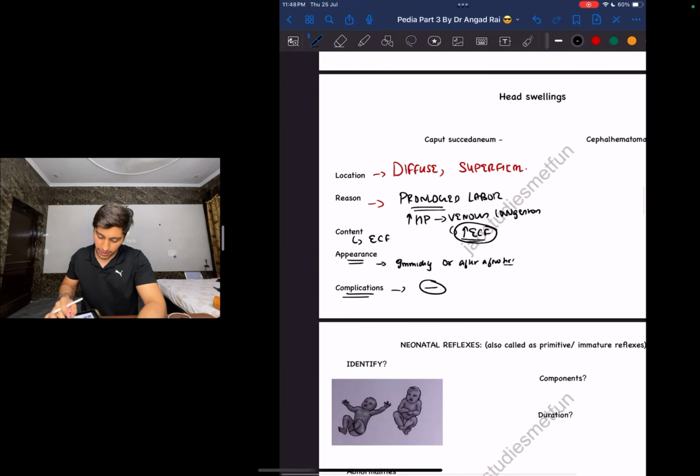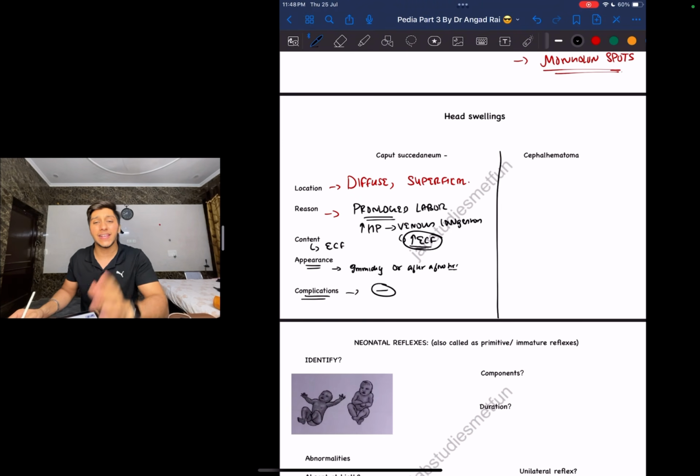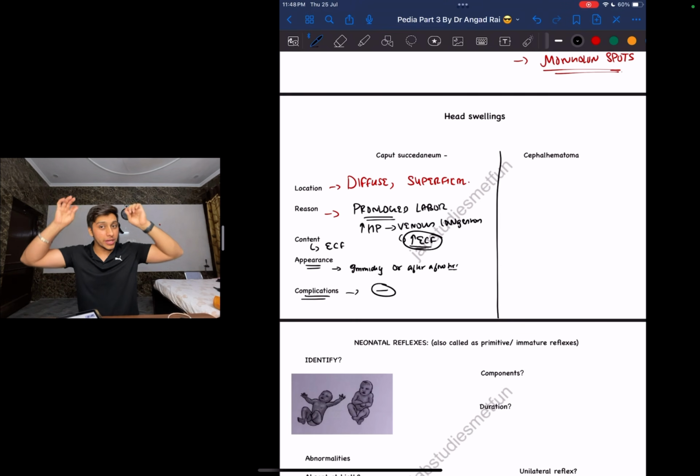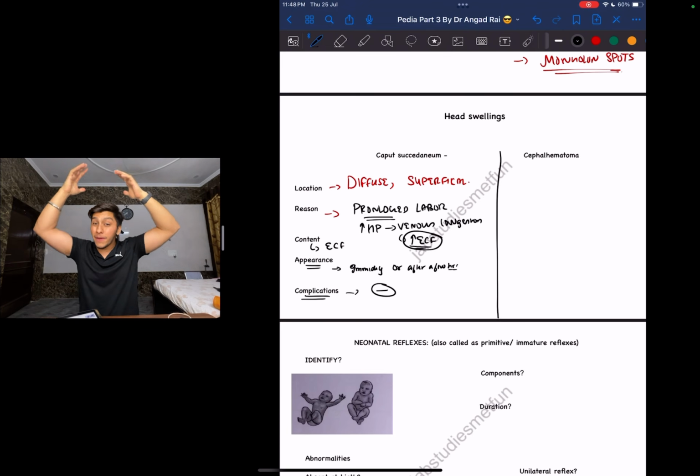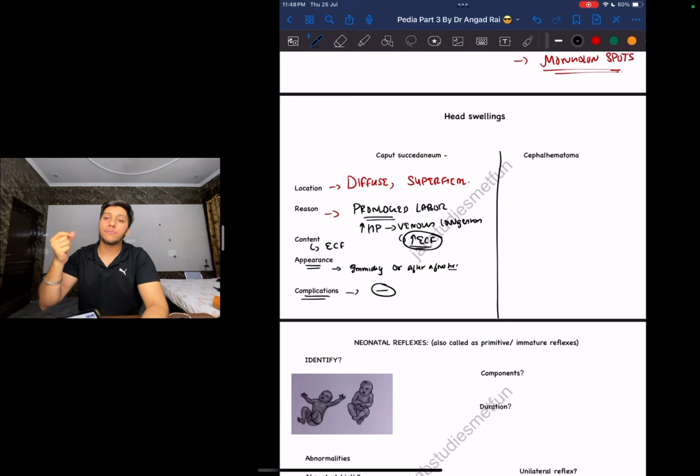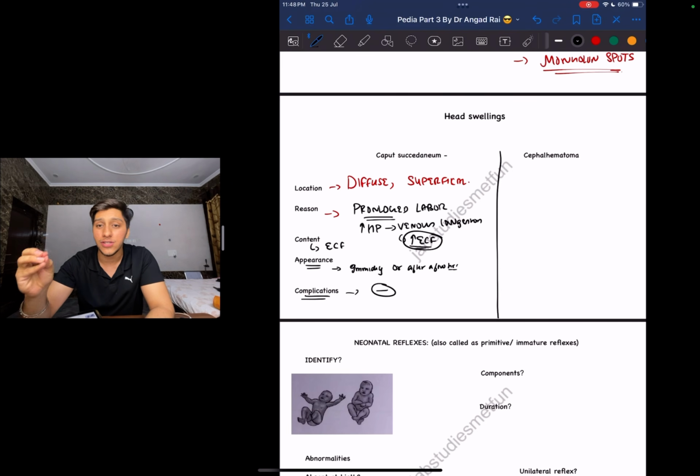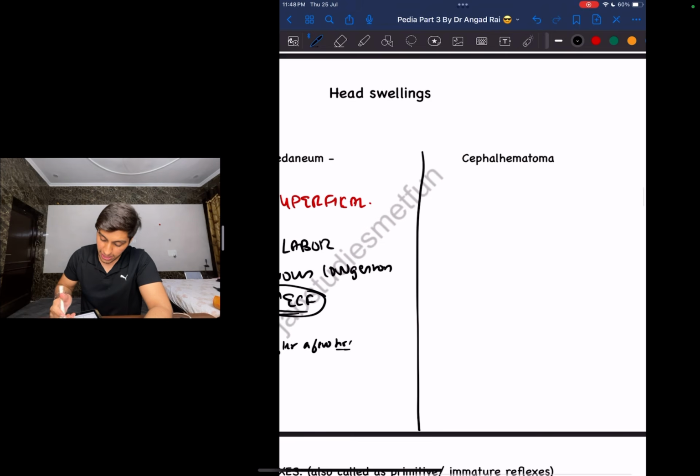Okay, next condition, cephalhematoma, exactly opposite. Remember what I said, I'll remind it one more time. Cap. When I wore a cap, I wore it complete, so it is a diffuse thing. I wore a cap on my head, it was not in my head, so it was superficial. The cause of caput succedaneum is prolonged labor, increased hydrostatic pressure, and venous congestion, which is why extracellular fluid is outside. Is there any complication? None. Now cephalhematoma. Hematoma means blood.